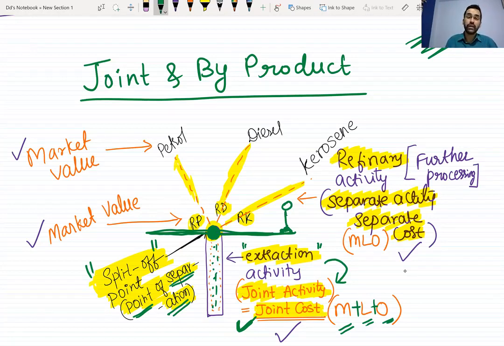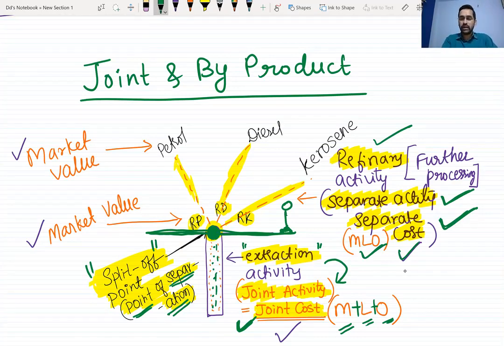You have to refine them separately, correct? Therefore, here it is. Refinery activity is called separate activity. Hence, whatever you spend there is called separate cost. Again, there is also material, labor, overhead.